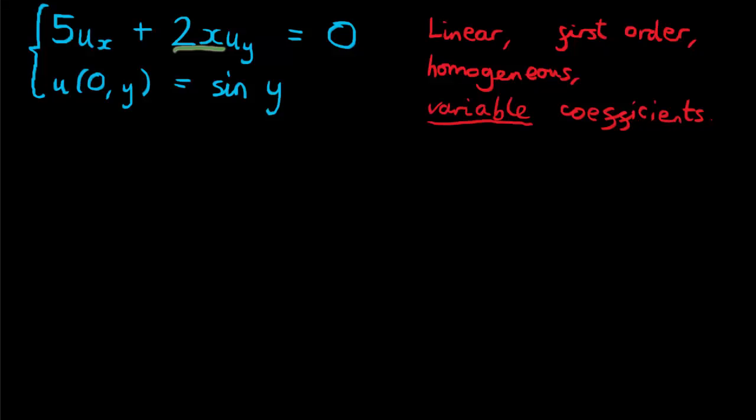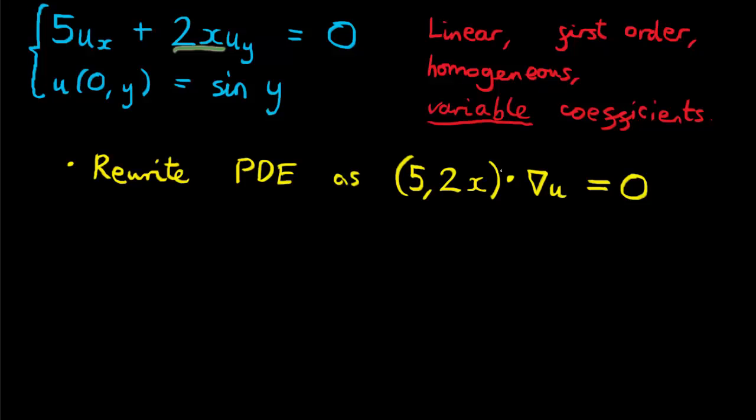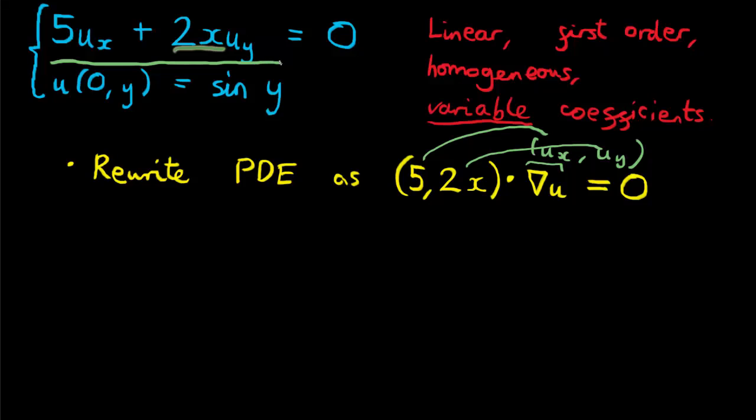So the way that we would start to treat one of these equations in order to solve it is quite similar to how we did with the previous case where we had constant coefficients. So we write it again as the product of two vectors. Remember that the gradient of u is just (ux, uy). So multiplying this dot product, we get 5ux plus 2x uy, and this is exactly what we have up here in the original equation. So there is absolutely nothing fancy happening here, this is just a rewriting.